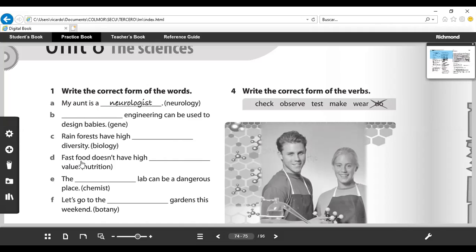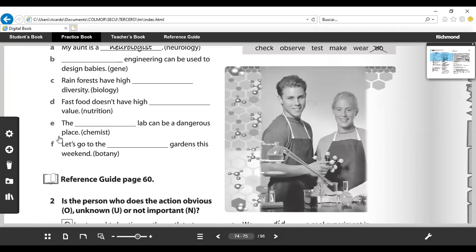Then letter D, fast food doesn't have high value. And then it says nutrition. Nutrition. So the answer is going to be nutritional. Nutritional. Okay. Now the next one, letter E. The lab can be a dangerous place. Chemist. This is the key word. So what will be the answer? The chemistry lab. Chemistry lab. Okay. Don't forget to write your answers.